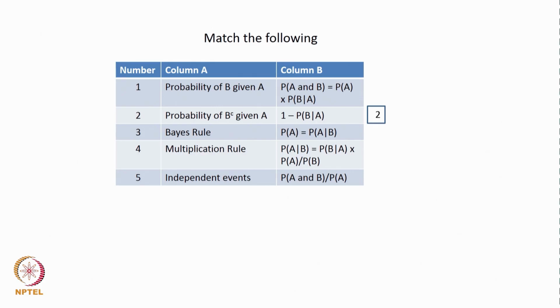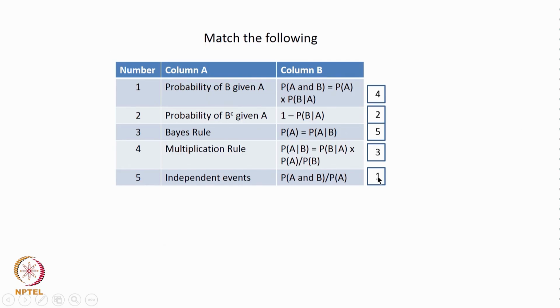Probability of B given A is P of A and B divided by P of A, the equation that we saw in the earlier lecture. So, that is the answer. Probability of B complement given A is relatively easy, that is 1 minus probability of B given A, which is shown as 2 here. The earlier one was shown as 1 here.